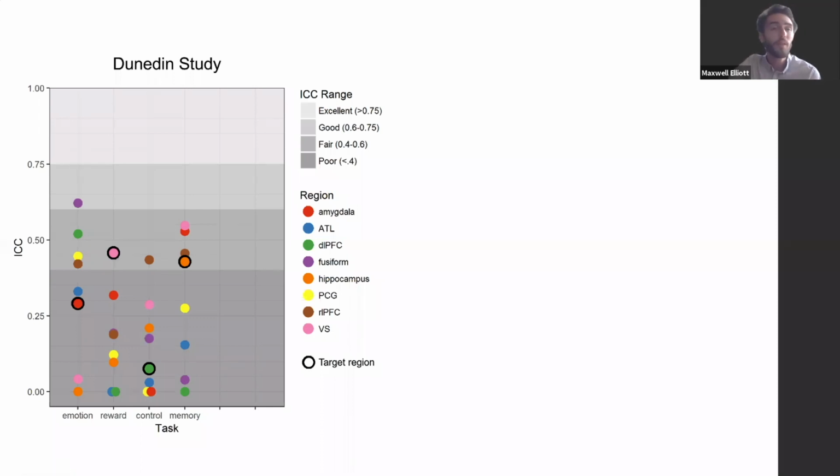We were interested in whether this was something about fMRI in general, or if this expanded to other areas of MRI. And we found that actually cortical thickness and surface area were very reliable estimates. So this was something about task fMRI, not brain imaging generally.